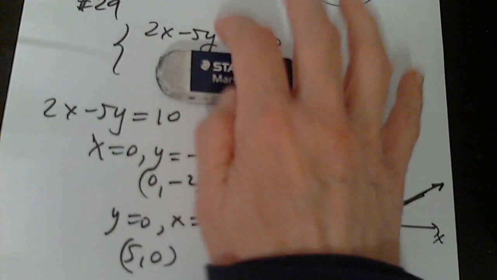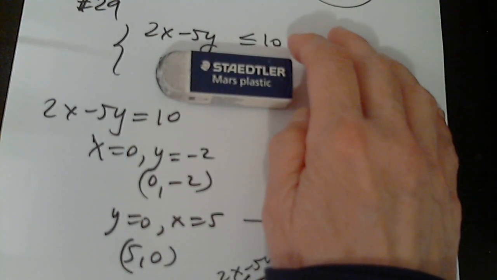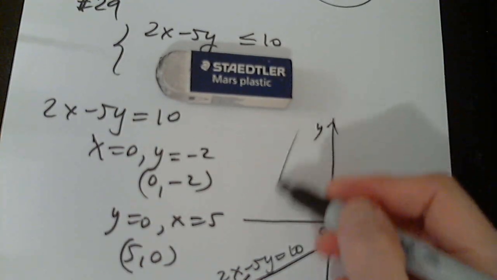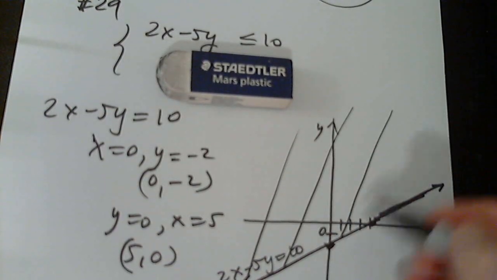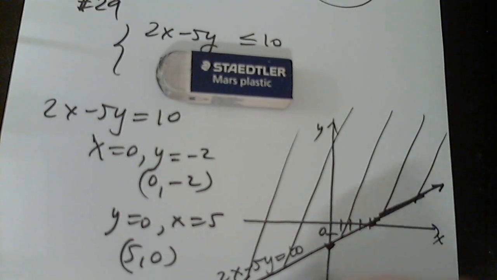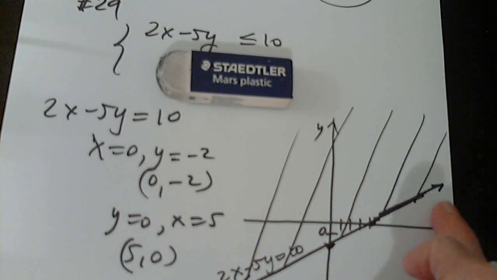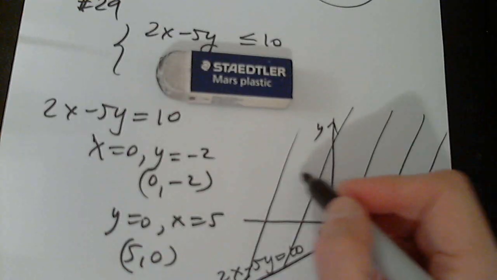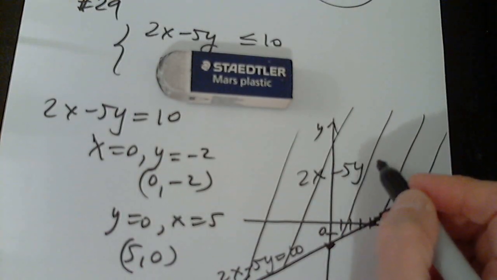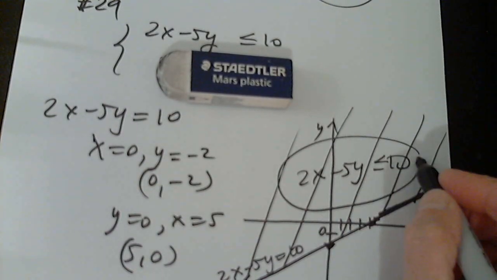So 0, 0 less than or equal to 10, yes? Yes, that's true. Okay. All this territory, including points on the line, represent solutions to 2x minus 5y less than or equal to 10.